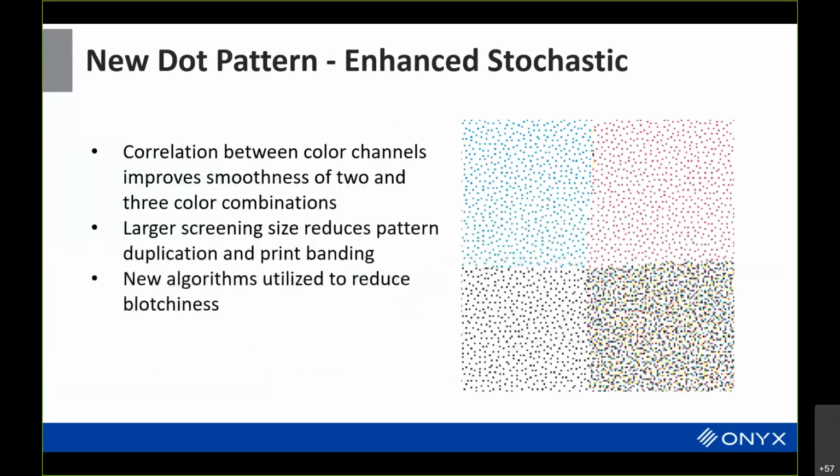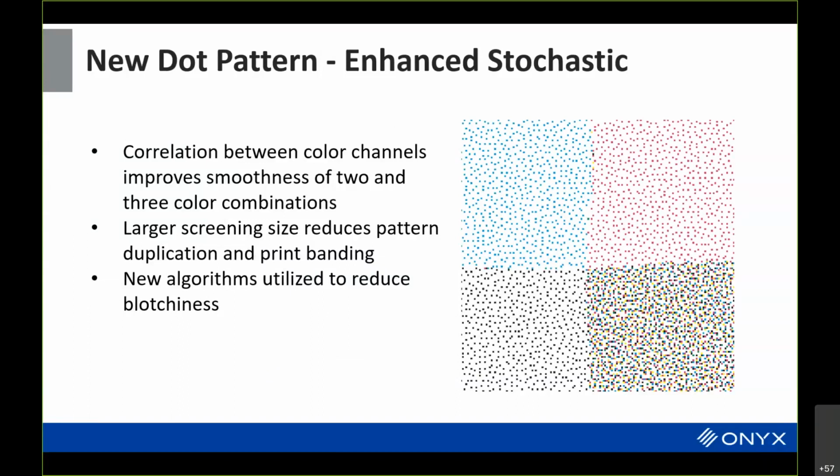So let's talk about the first dot pattern. The first dot pattern is basically enhanced stochastic. And really, first of all, it correlates where dots are for cyan, magenta, and black. So cyan dots don't end up on top of black dots, and they don't end up on top of magenta dots. They're separate from each other. And when you're using combinations of that, it really means you end up with a more solid fill, and it looks less grainy.